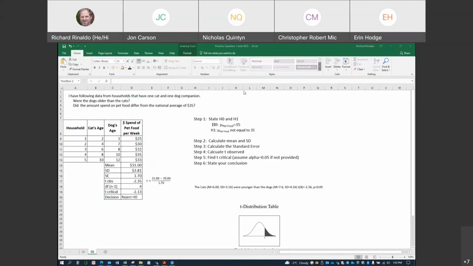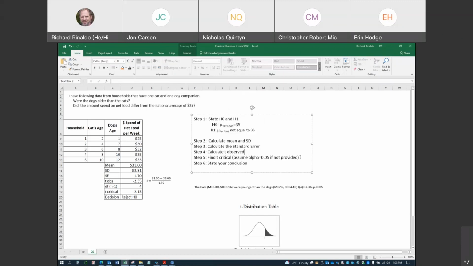So I made a mistake. The null hypothesis, mu pet food equal to 35. Alternate hypothesis, mu pet food not equal to 35. Assume alpha equal to 0.05 if it's not provided.